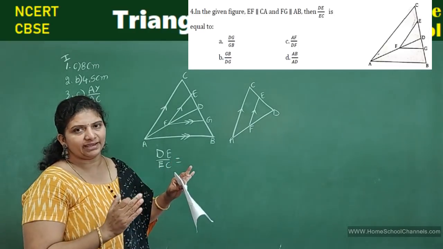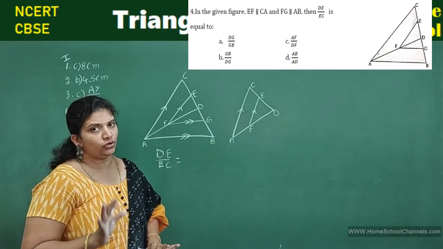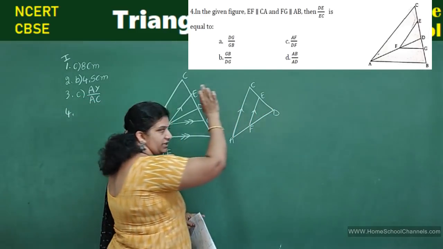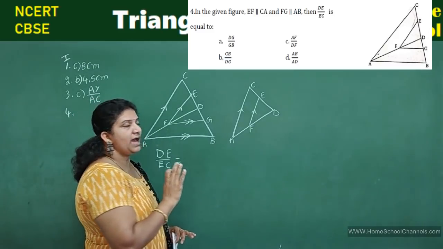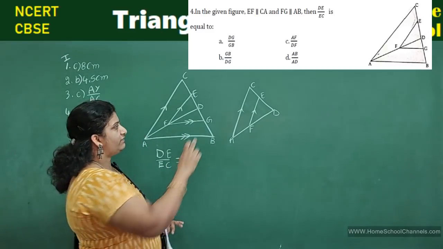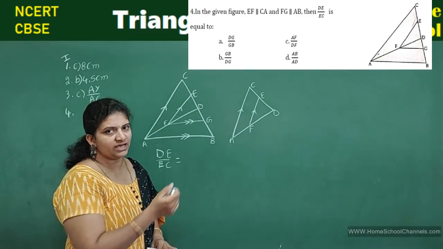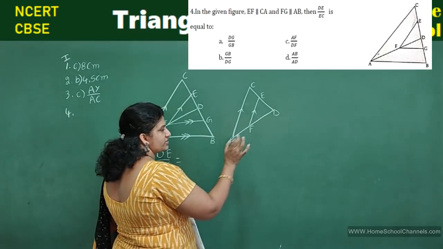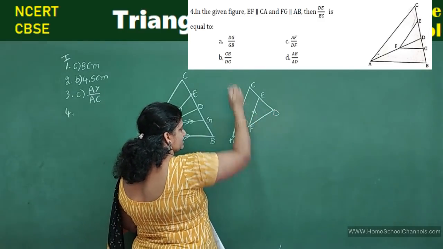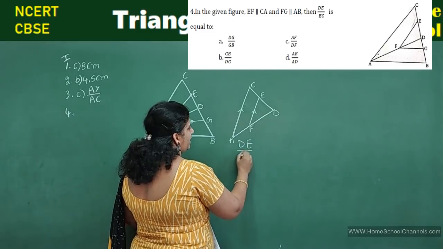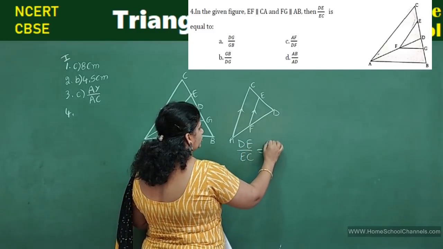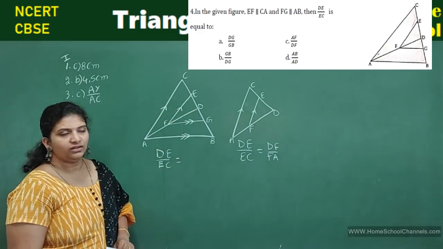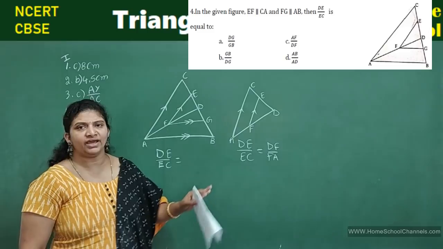Always with these types of triangles, see the vertex first, then you won't go wrong. If EF is parallel to CA, D is the vertex, right? Apply BPT. If these 2 are parallel, then the ratios are in proportion by the basic proportionality theorem. Now write the ratios carefully, starting from D: DE by EC is equal to DF by FA.